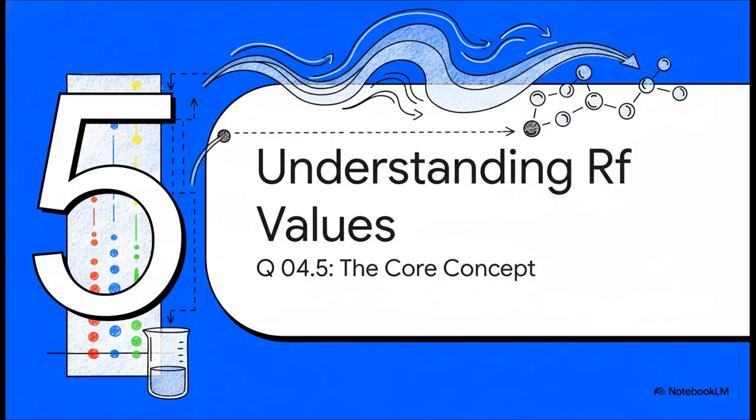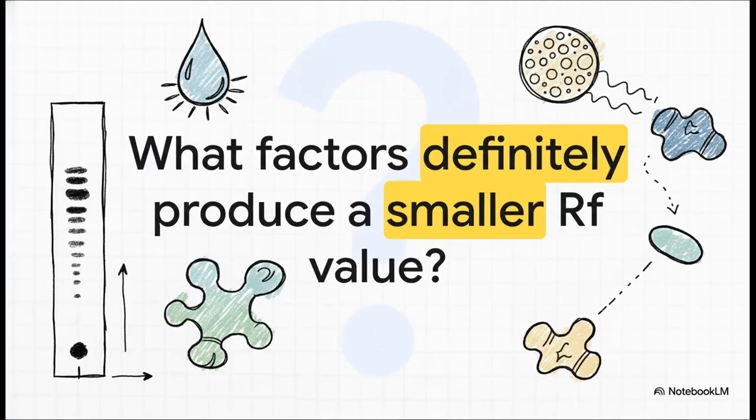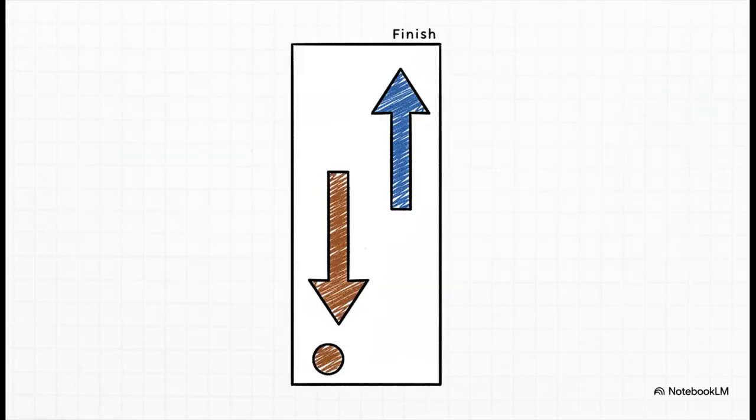And here we are, the final part of the question. This one goes right to the core theory. It really tests whether you understand why chromatography works in the first place. This is a pure concept question. Let's break it down. A smaller RF value means the substance didn't move very far up the paper at all. So we're looking for the properties that would make a substance just want to stick to the starting line and not go anywhere. The best way to think about this is like a tug of war.